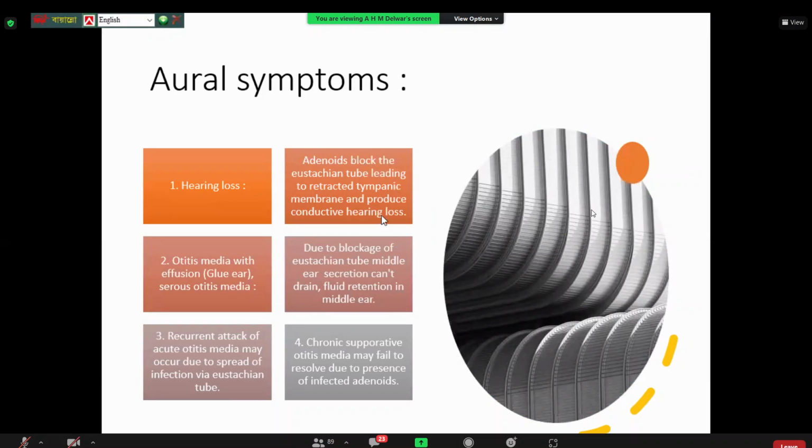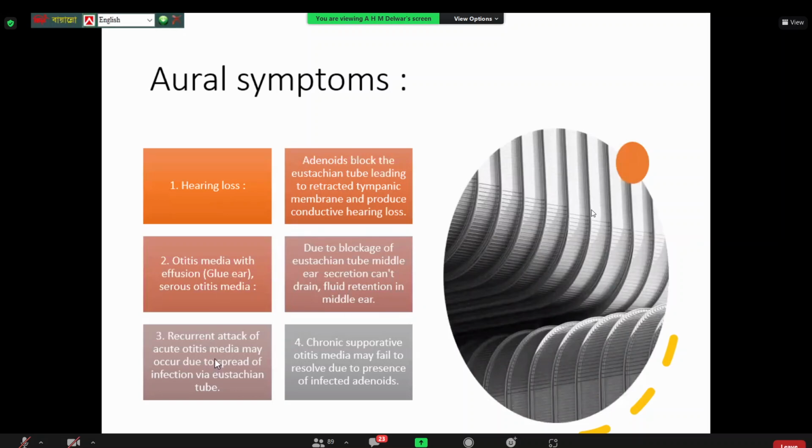Adenoids block the distal tube, leading to a retracted tympanic membrane and producing conductive hearing loss. Retracted tympanic membrane is the other cause of chronic otitis media, the atticoantral type with cholesteatoma. A retracted tympanic membrane always produces cholesteatoma. And then otitis media with effusion, blue ear, serous otitis media. As I already said, due to blockage of the distal tube, middle ear secretion cannot drain, fluid is retained in the middle ear, and this causes otitis media with effusion.